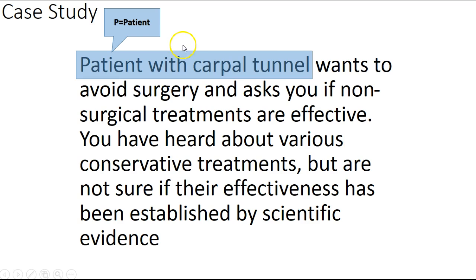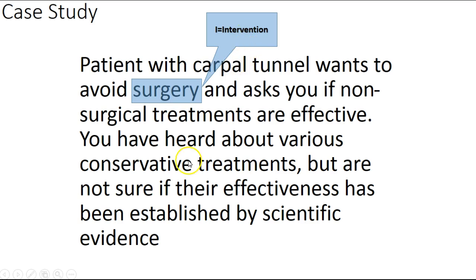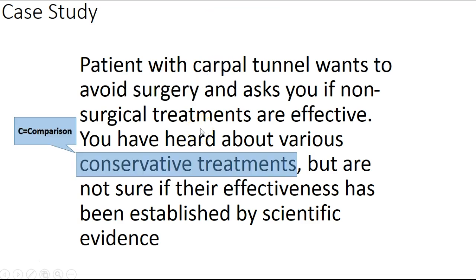The P in this case study is a patient who has carpal tunnel syndrome, right? So that would be the P. I would list patient with carpal tunnel syndrome next to my P if I had a homework assignment. The I, or the intervention, would be surgery, right? This patient is scheduled for surgery, so the intervention that's going to occur most probably would be the surgery. The comparison, however, is conservative treatments such as rest, such as massage, such as chiropractic treatment, right? These are all conservative treatments that have been used in lieu of surgical intervention in patients with carpal tunnel syndrome.